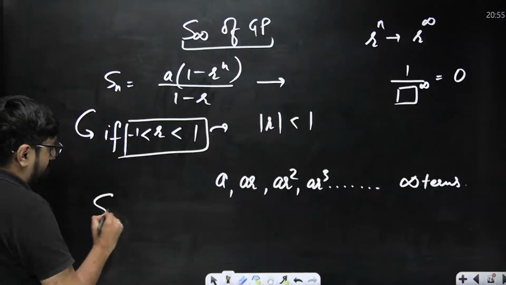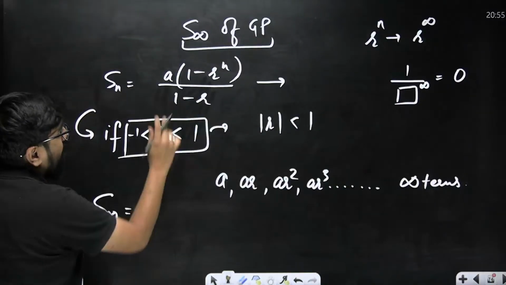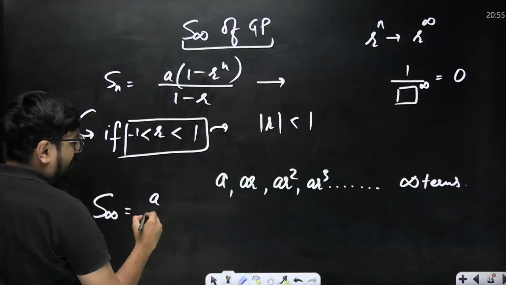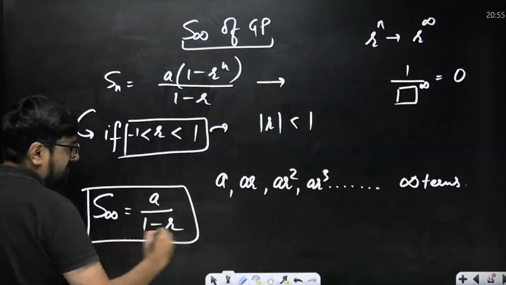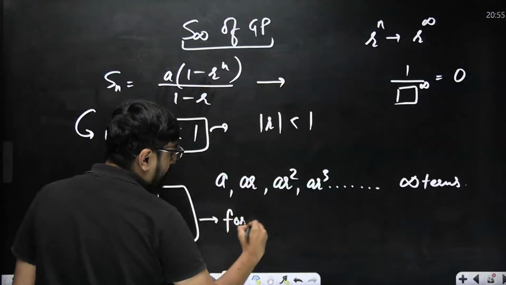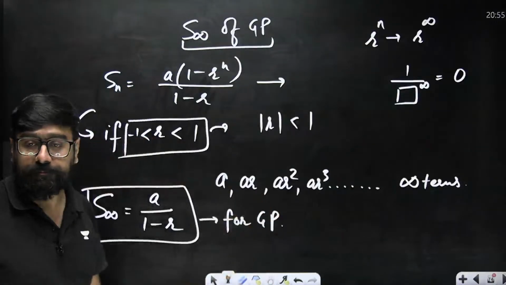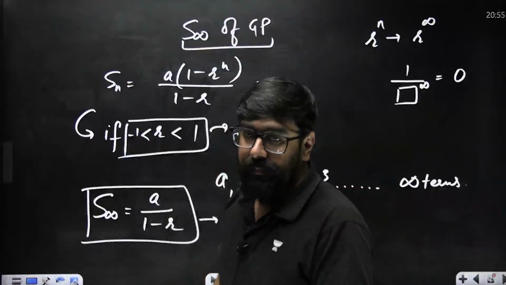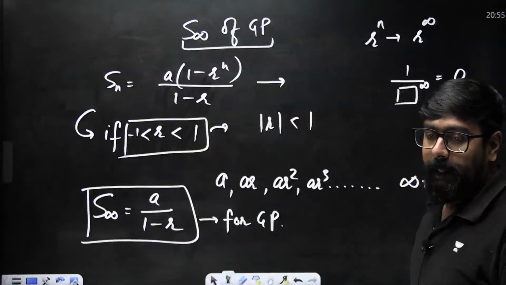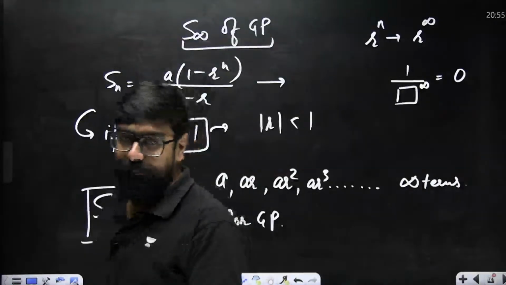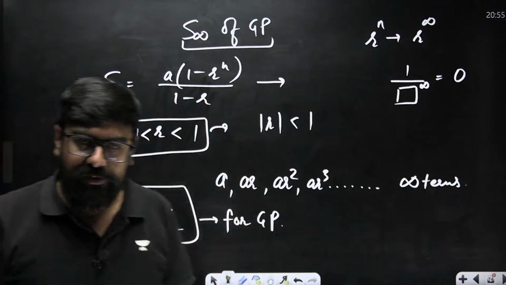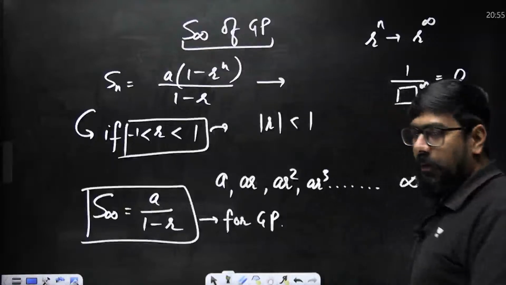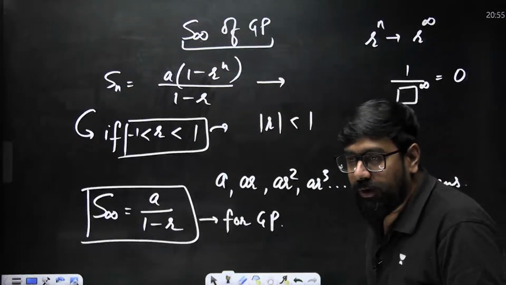That means your sum of infinity will be nothing but a into 1 minus 0 divided by 1 minus r. That means a by 1 minus r for a GP. I hope you understand this. Correct? Sum of infinite terms will be nothing but a divided by 1 minus r. Very beautiful. Nice. Sum of infinite terms we are able to write over here.